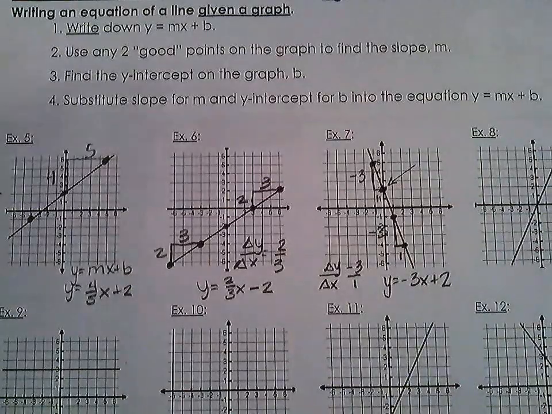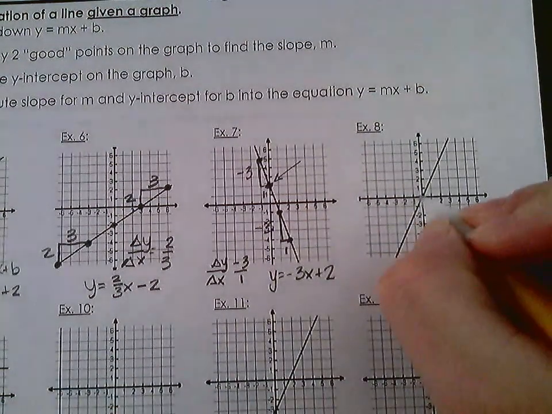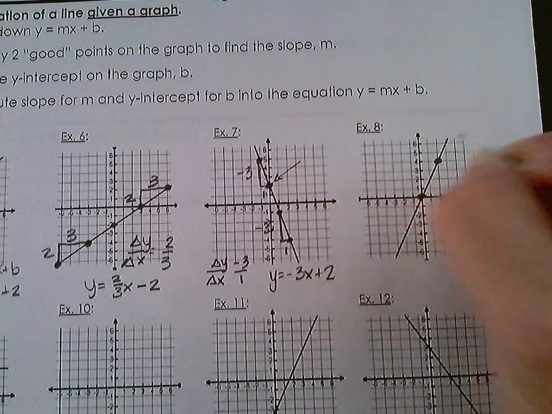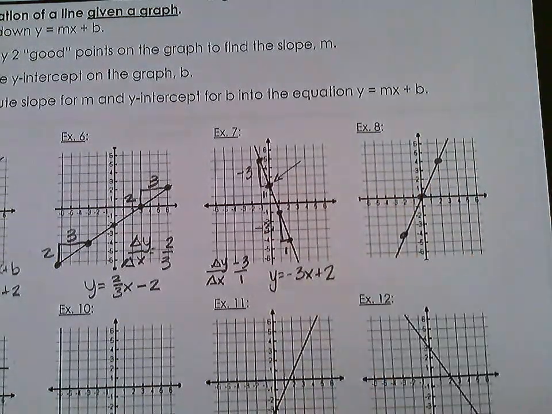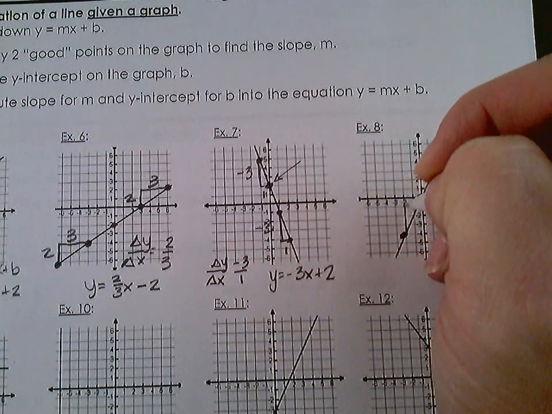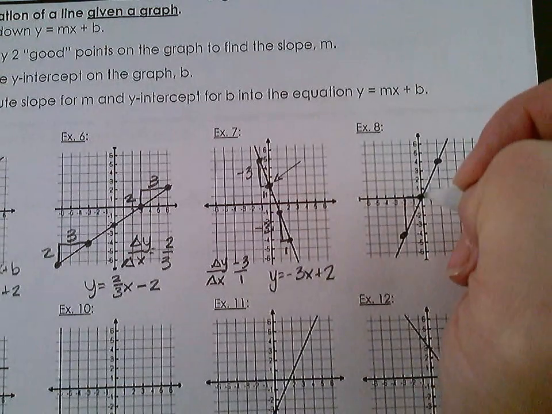All right, so I'm going to go ahead and move on to example 8. The difference with this one is that it's going through the origin. The only thing that's going to change is that our y-intercept is now reflected by a value of 0. So I'm still going to figure out what my slope is. It looks like I'm going up a total of 4 and to the right 2.